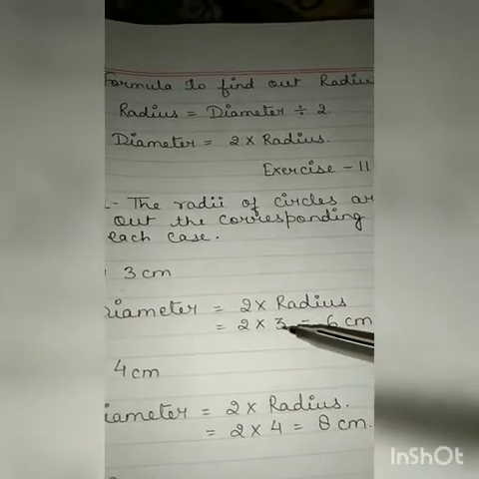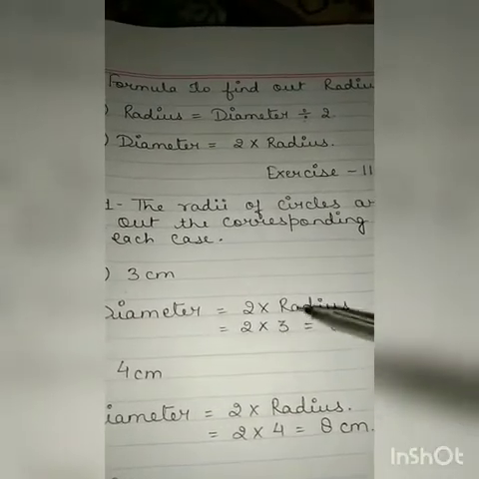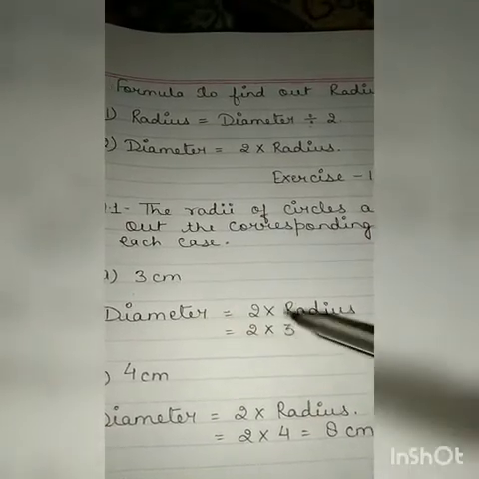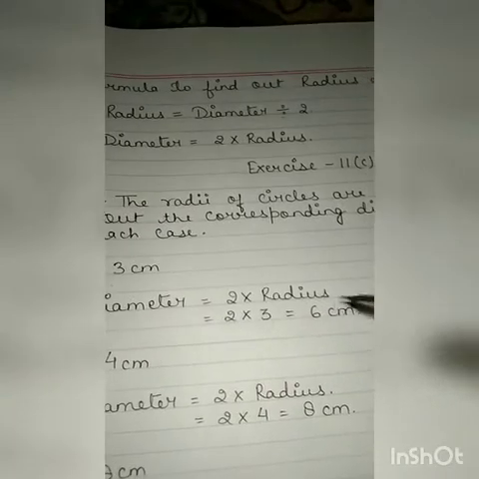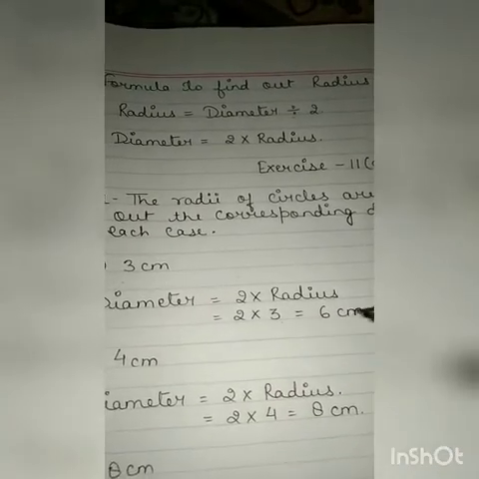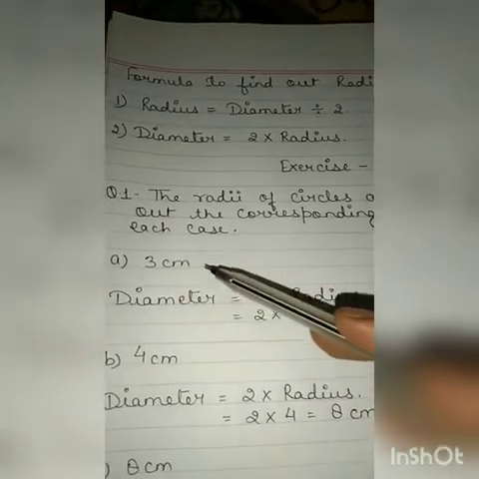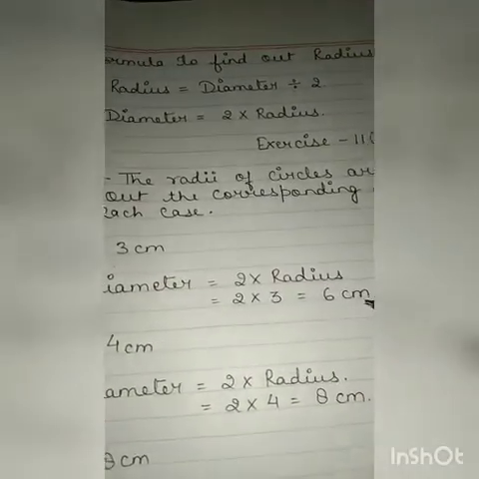Then you will put 3 in place of radius, because 3 centimeter is given in the question. So 2 multiplied by 3 is equal to 6 centimeter. 2 3s are 6. So 6 centimeter you will write. Centimeter is given in your question, so you will write it here also.